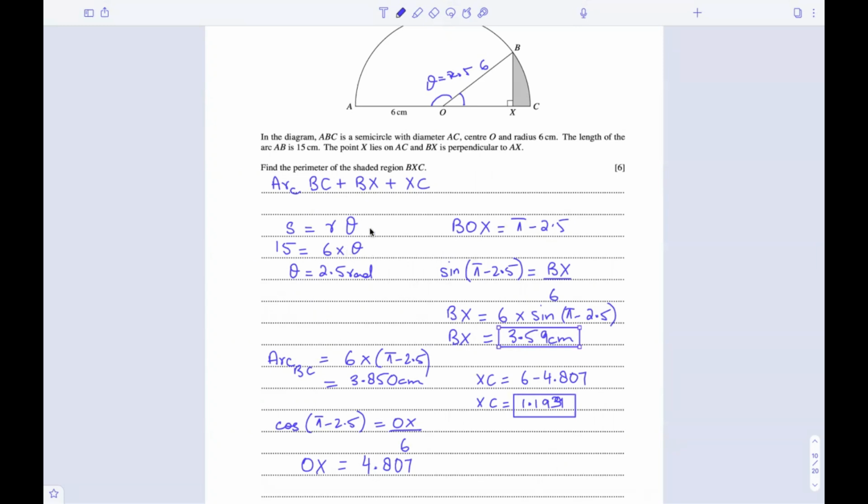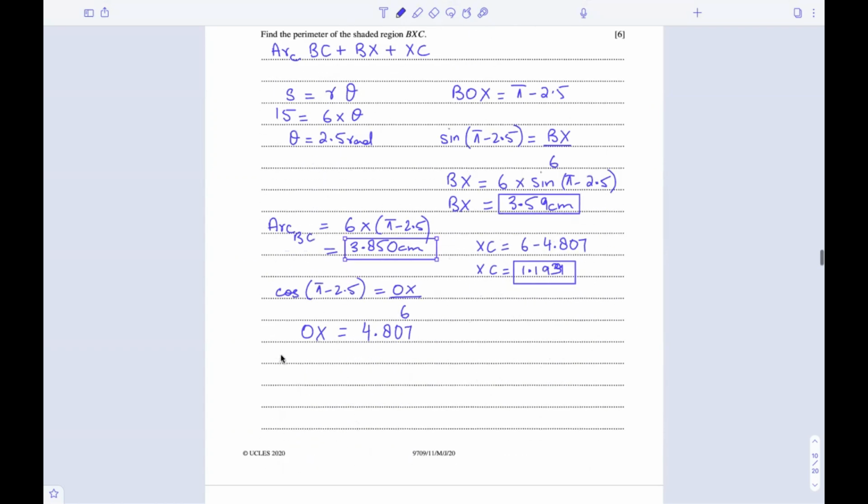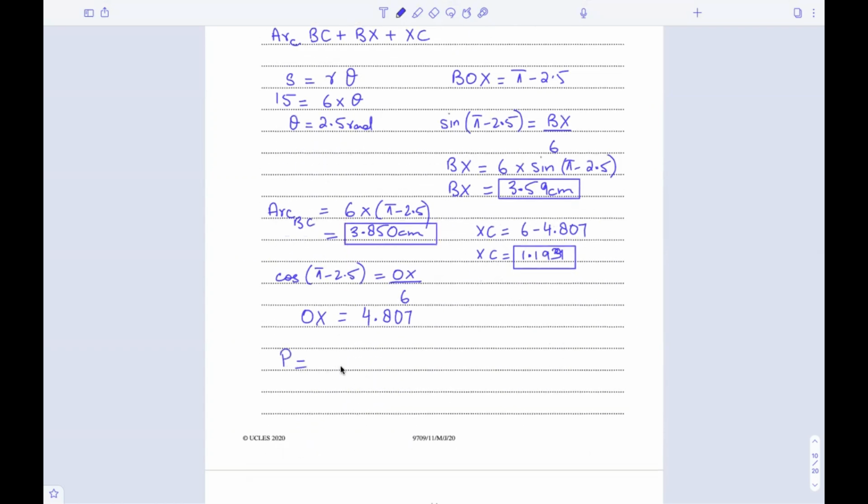and we have the arc length, which is 3.850. Adding these three values, we'll get the perimeter of the shaded region. So the perimeter would be 3.85 plus 3.59 plus 1.193 centimeters, which is equal to 8.63 centimeters.